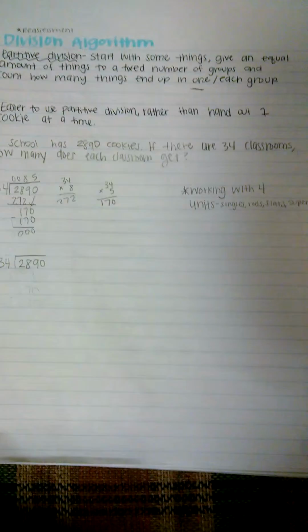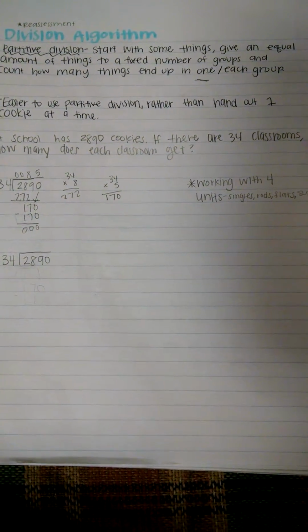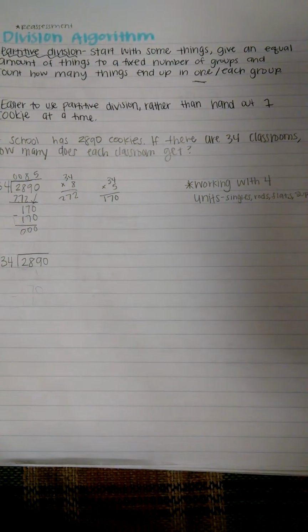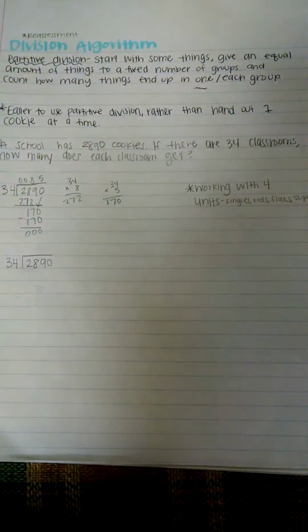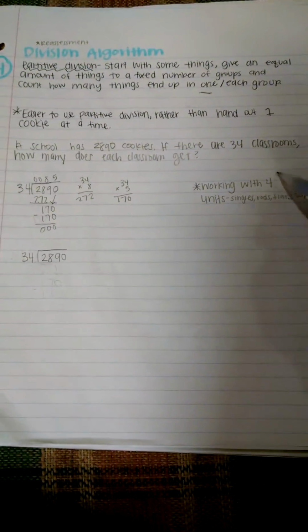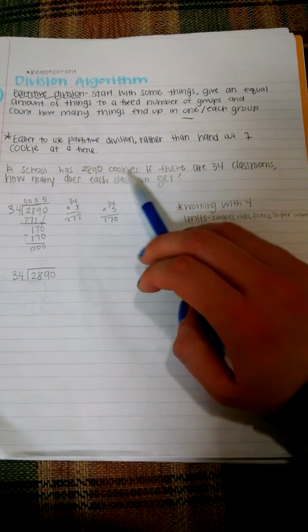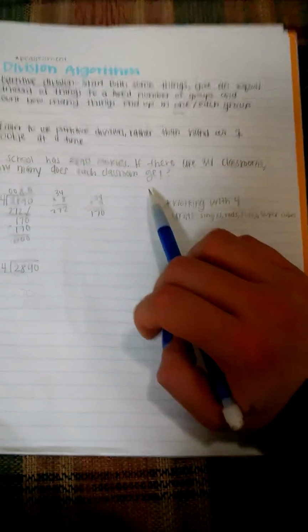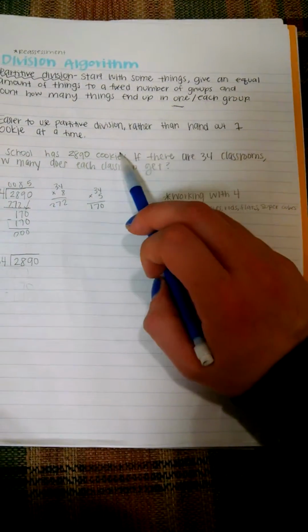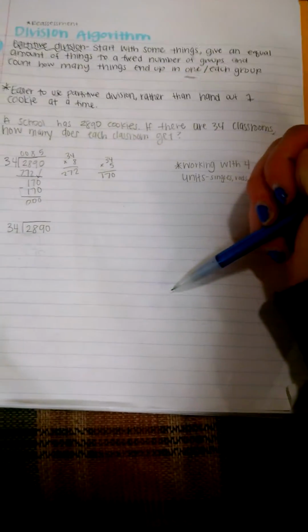So now for division reassessment. We're going to do partitive division. The definition is when you start with some things, give an equal amount of things to a fixed number of groups, and count how many things end up in each group. We're using partitive because rather than handing out one cookie at a time, it's easier to divide it up into bigger groups than doing here's one, here's one, here's one. It's easier like here's 10, so you get rid of it faster. And it works. Alright, so word problem.